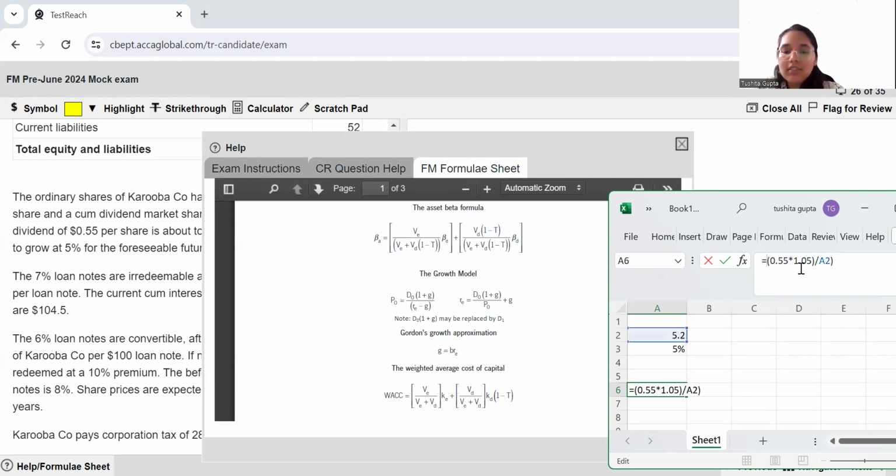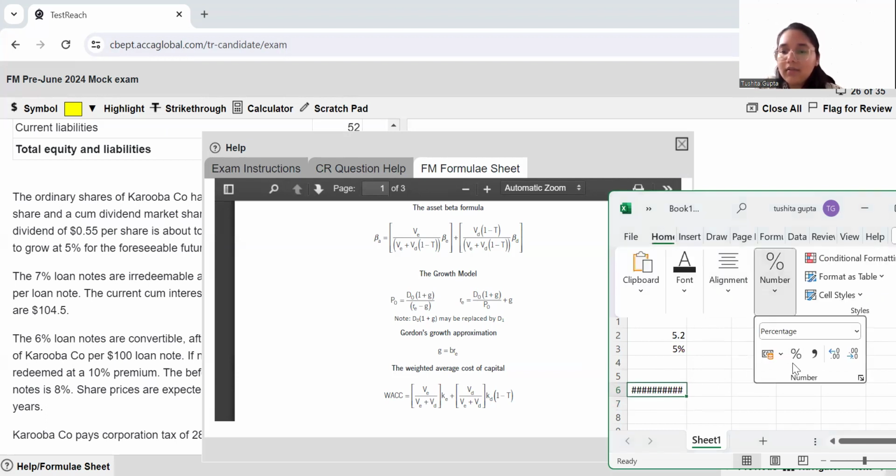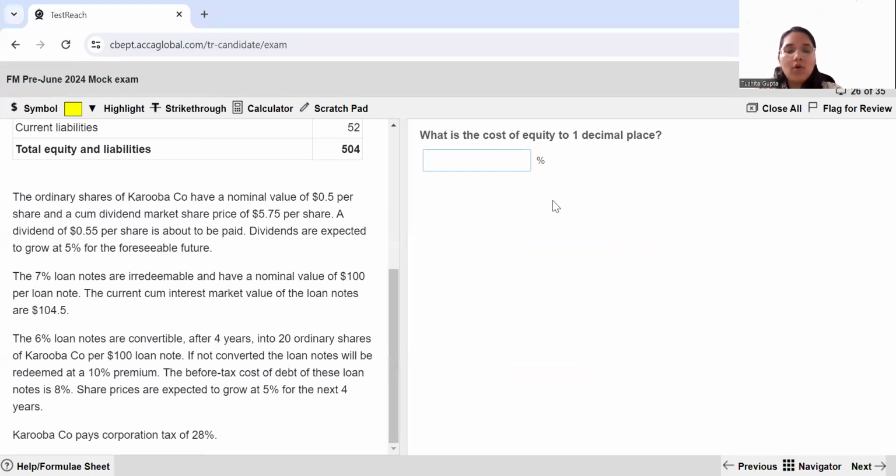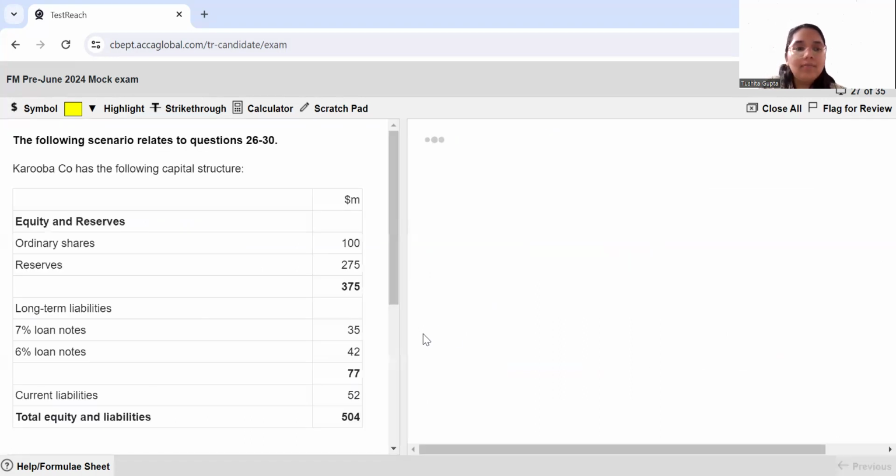And to this entire thing, you're adding the growth rate. So the growth rate is 5%. So your ultimate answer, let us convert it to a percentage format. So in percentage, you're getting an answer of 16.11. So because they want one decimal place, you enter 16.1% over here. Moving to the next one.